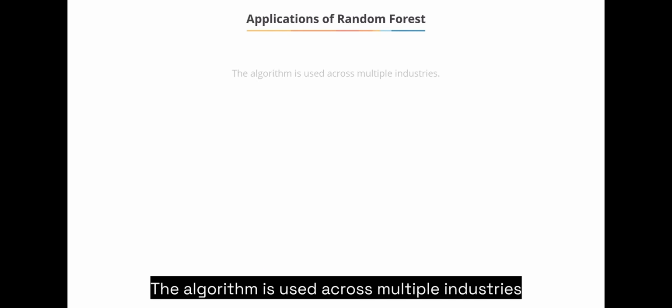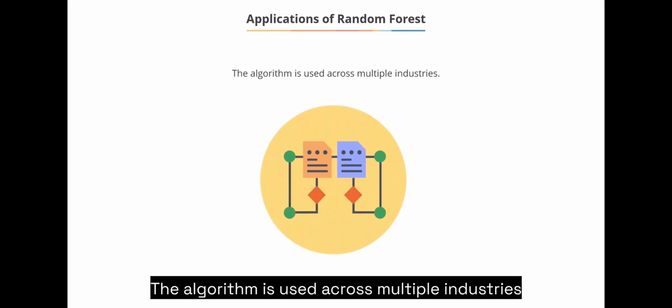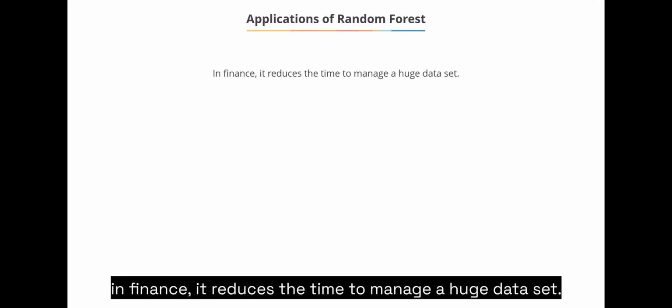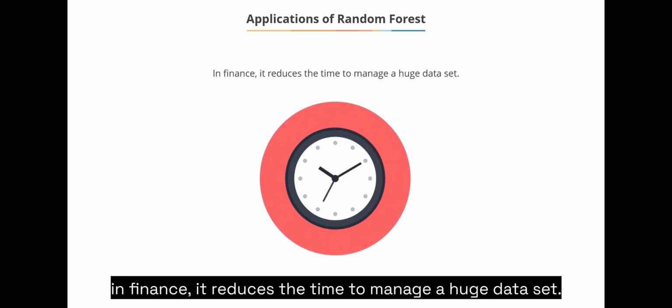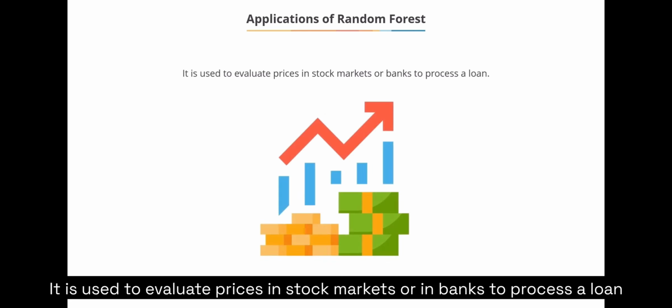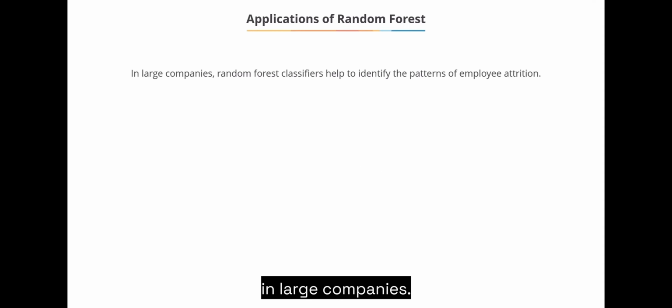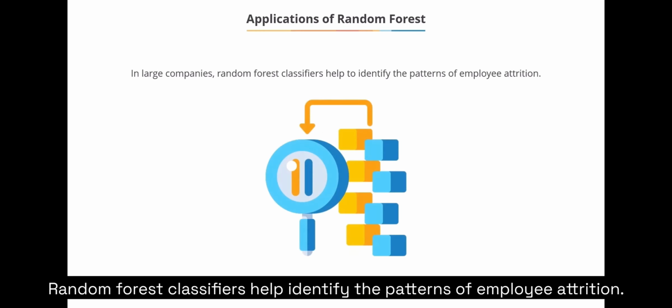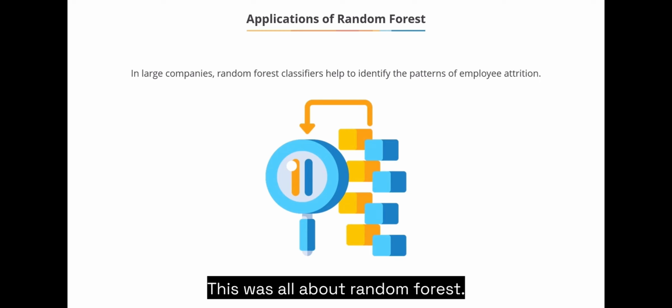Applications. The algorithm is used across multiple industries. In finance, it reduces the time to manage a huge data set. It is used to evaluate prices in stock markets or in banks to process a loan. In large companies, random forest classifiers help identify the patterns of employee attrition. This was all about random forest.